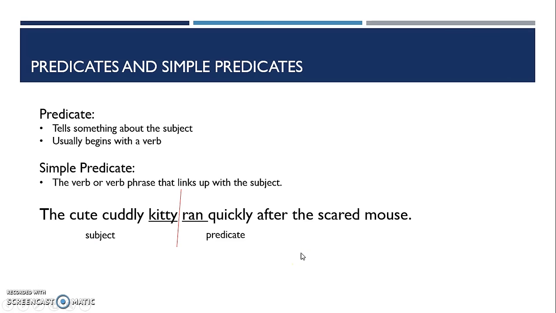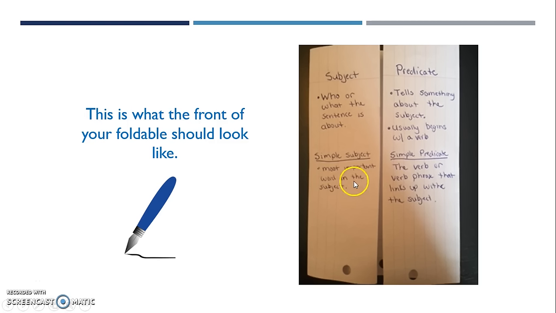So make sure that the front of your foldable is done. And this is what it should look like. Subject, who or what the sentence is about. Simple subject, most important word in the subject. Predicate tells something about the subject, usually begins with a verb. And simple predicate, the verb or verb phrase that links up with the subject.